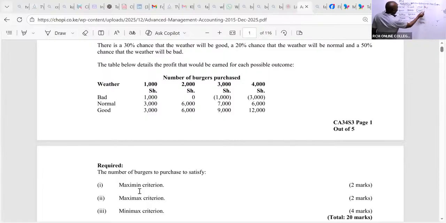So then what is the very best in this? 3,000. The very highest in this alternative, 6,000. The very highest here, 9,000. The very highest in this, 12,000 is the very highest, isn't it? So this is the best of the best.